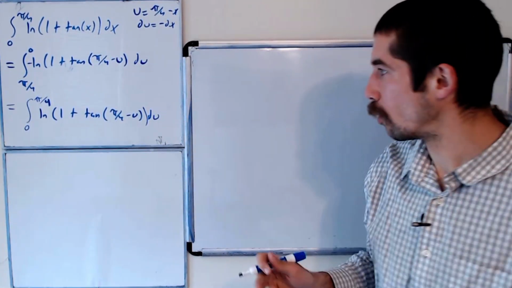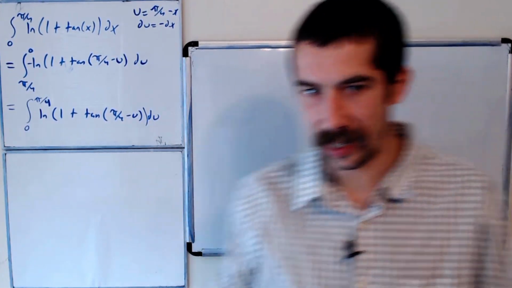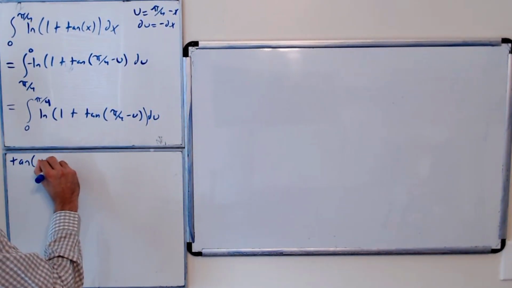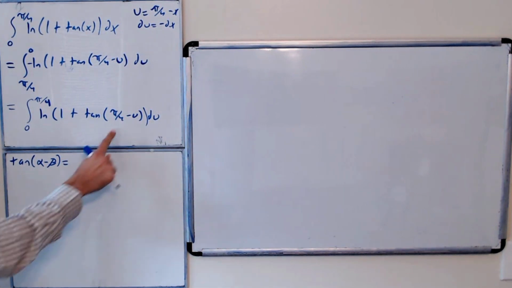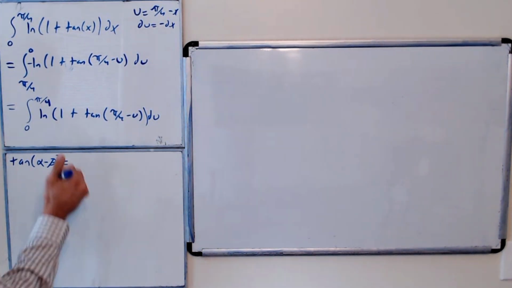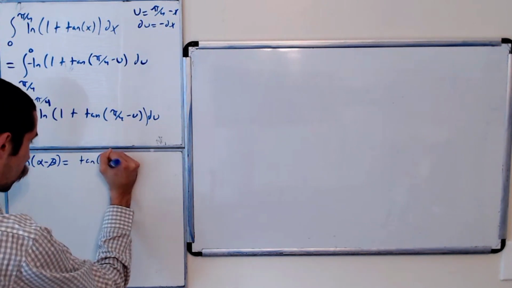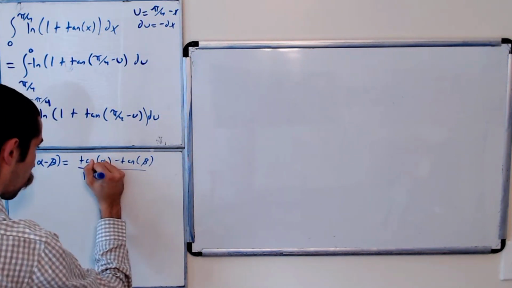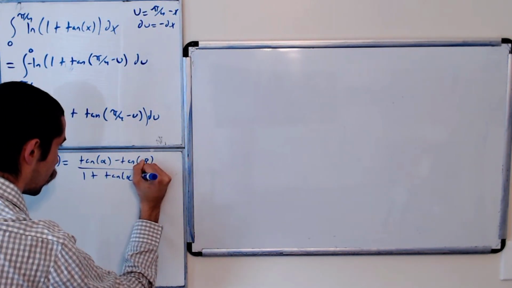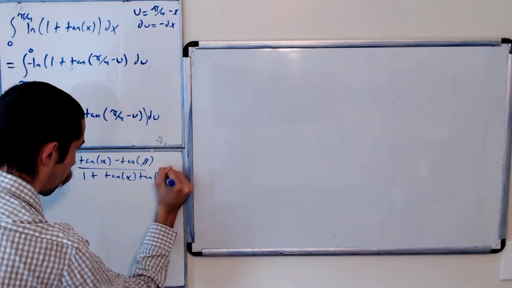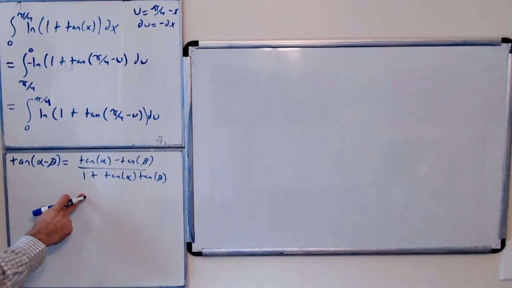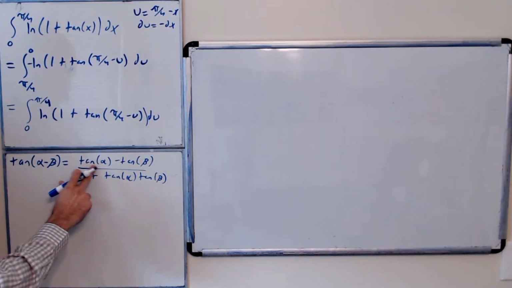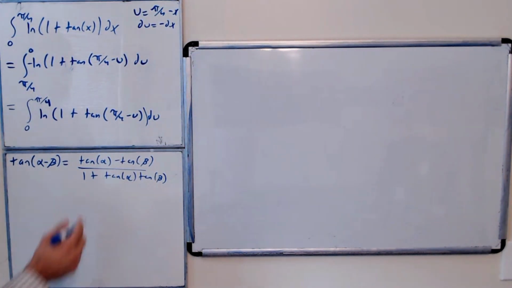So what we're going to do now is use the trig identity that tangent of alpha minus beta, okay, so the difference of two angles, like we have here, is equal to tan of alpha minus tan of beta over 1 plus tan of alpha tan of beta. Okay, so using this identity, here alpha would be pi over 4, so tangent of alpha is just 1, and beta would be u.